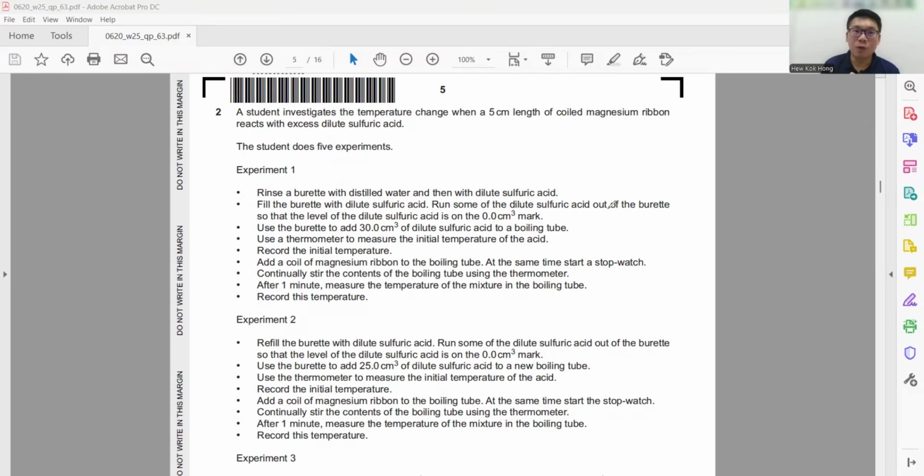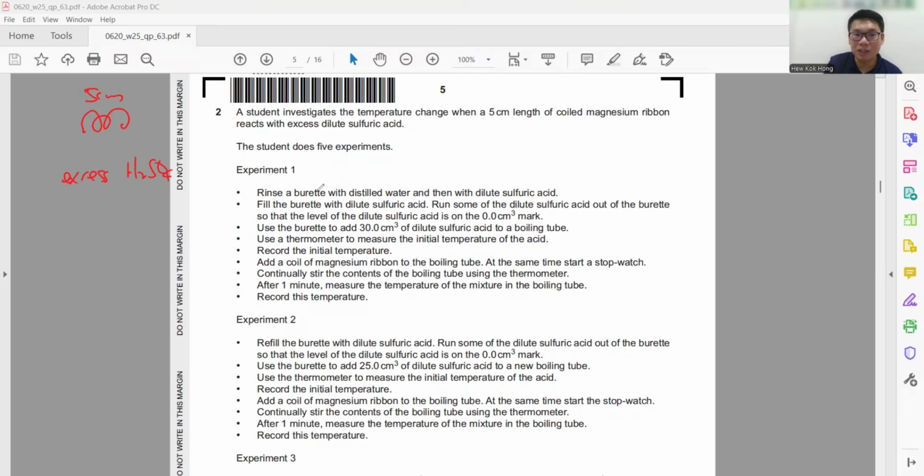Question number 2, we go for the investigation question. You need to analyze the info, extract the info, and sketch a graph. The question says, the student investigates the temperature change when a 5 cm length of coiled magnesium ribbon reacts with excess dilute sulfuric acid. The student does 5 experiments.